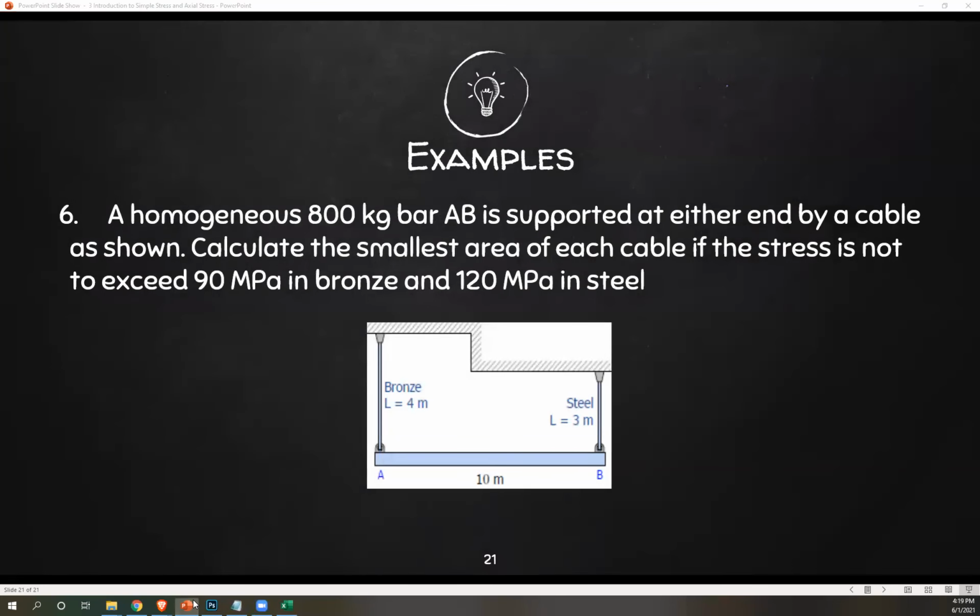Homogeneous 800 kilogram bar AB is supported at either end by cable as shown. Calculate the smallest area of each cable if the stress is not to exceed 90 MPa in bronze and 120 MPa in steel. So this looks familiar, right? We're again looking for an area dimension, and then we're given your working stresses, 90 for bronze, 120 for steel.